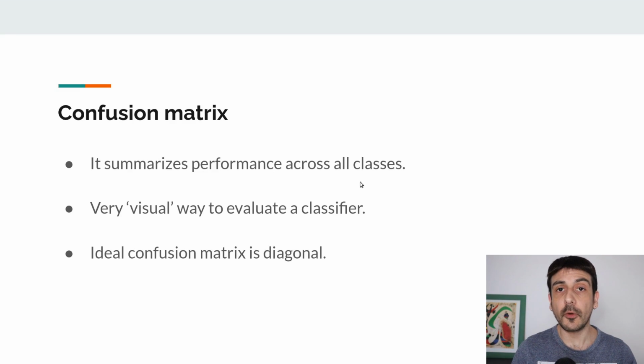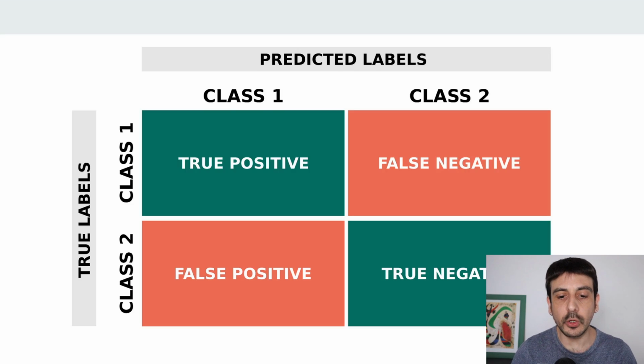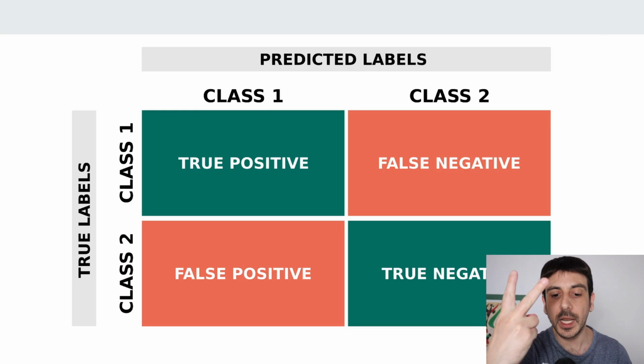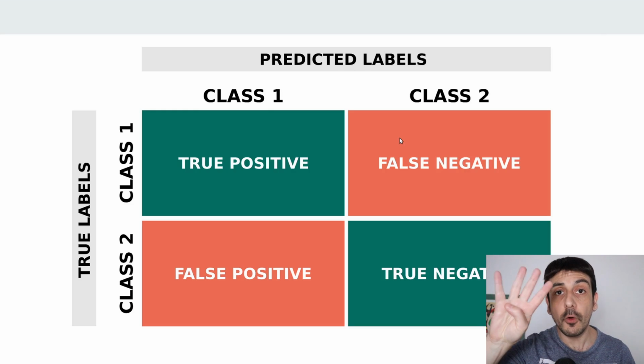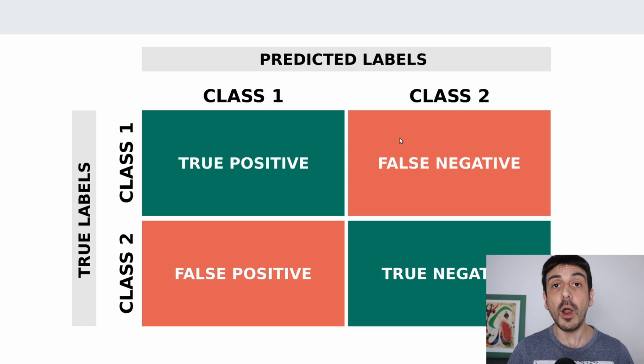It summarizes the performance across all of our classes. It's a very visual way to evaluate a classifier. The ideal confusion matrix is a diagonal. Now let me show you, this is how a confusion matrix looks like in the case of only two classes. We will have four numbers which will be arranged as a matrix. And the way we will make sense of these four numbers is exactly like this.